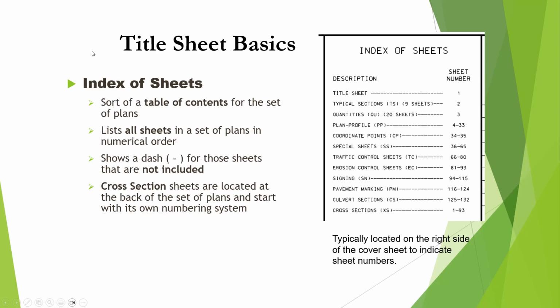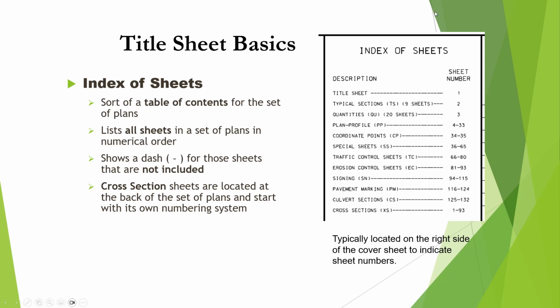Index of sheets. This is a really important part if you want to find a particular sheet in a set of plans. This is sort of a table of contents for the set of plans. It lists all sheets in a set of plans in numerical order. Shows a dash for those sheets that are not included.